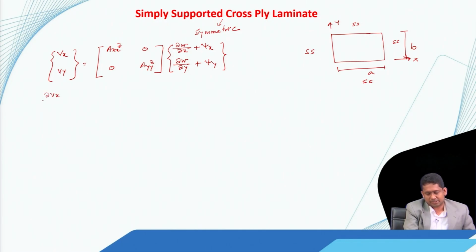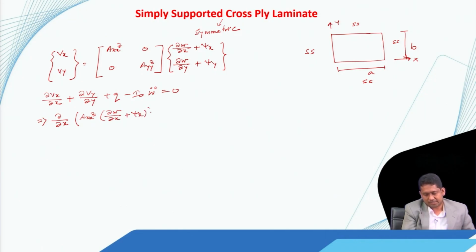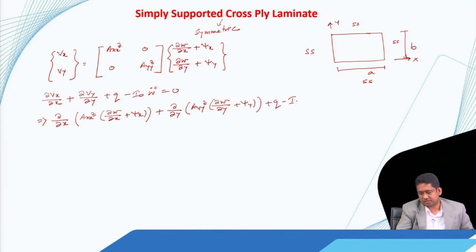the equation that we get from this, del Vx by del x plus del Vy by del y plus q minus I0 w double dot equal to 0, that equation becomes del by del x of Axz into del w by del x plus psi x, plus del by del y of Ayz into del w by del y plus psi y, plus q minus I0 w double dot equal to 0.